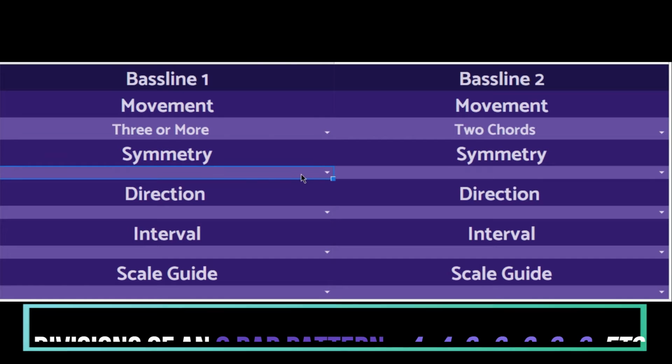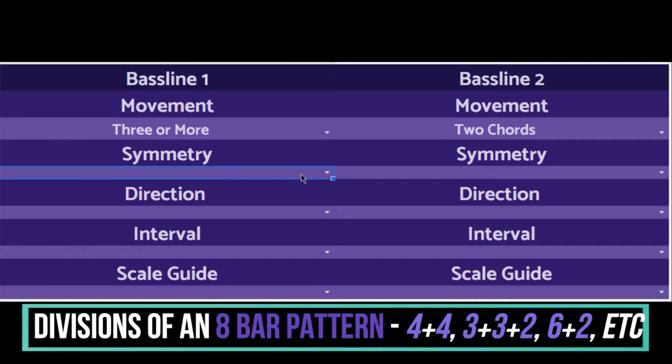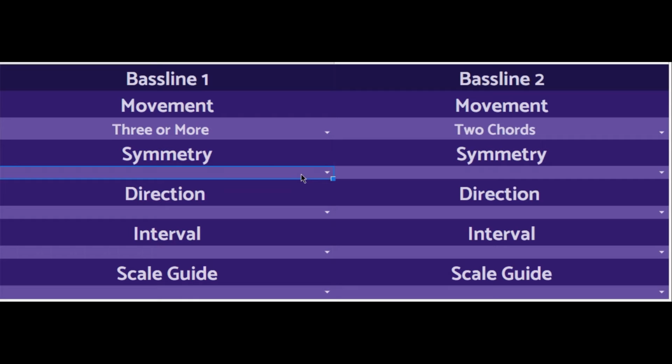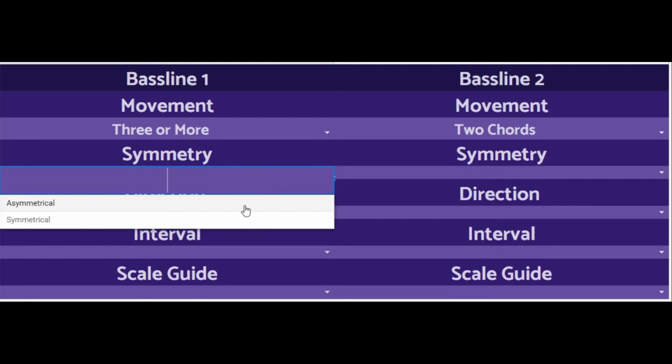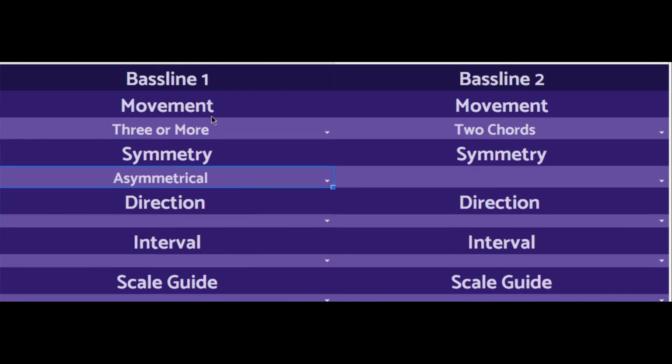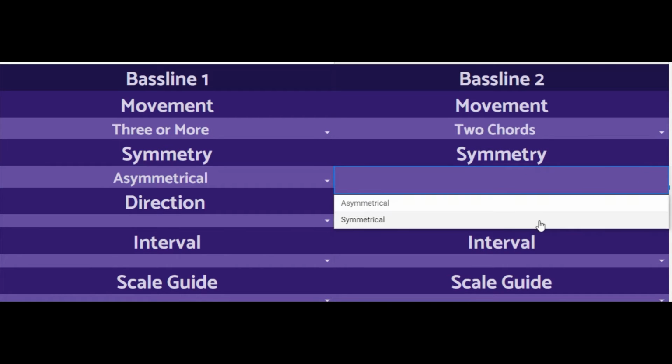For symmetry, we're gonna be using an 8-bar pattern. You can cut up 8 into a lot of different pieces. You could do a 4 and 4 8-bar pattern. That would be symmetrical because it's the same on both sides. You could also do a 3-3-2, a 2-3-3, or 6 and 2. All of these are different asymmetrical patterns. So to start, I'm gonna do an asymmetrical pattern for my 3 or more, and for my 2 chords, I'm just gonna do symmetrical.